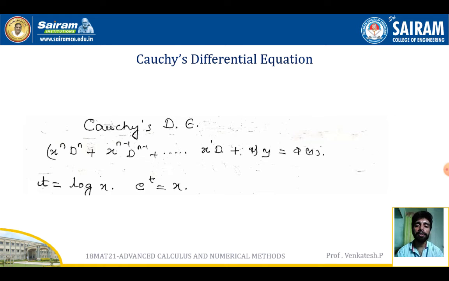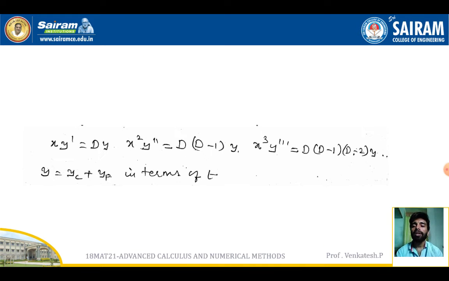For that purpose, we have to replace t is equal to log x, or e^t is equal to x, and also replace xy' as D into y, x^2 y'' as D(D-1) into y, x^3 y''' as D(D-1)(D-2) into y. If we replace all these values in the Cauchy's differential equation of variable coefficients, it will be converted into a normal differential equation with constant coefficients.